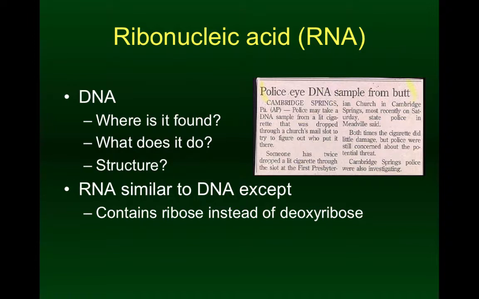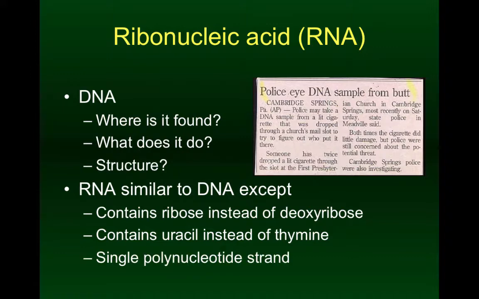Right, so RNA contains ribose instead of deoxyribose, hence the name ribonucleic acid versus deoxyribonucleic acid. RNA is A, C, G, and U, whereas DNA is A, C, G, and T. We talked about that before as well. And RNA is a single-stranded molecule, whereas DNA is a double-stranded molecule. So we have those three main differences between DNA and RNA: the number of strands, the bases involved, and the sugar involved.